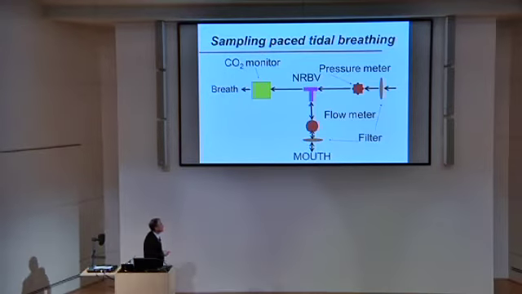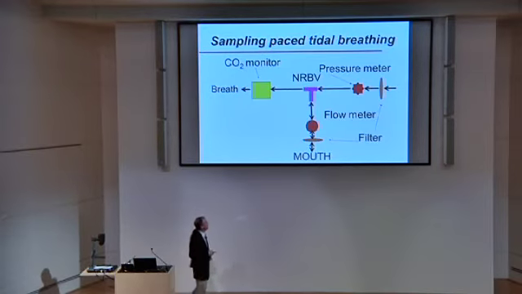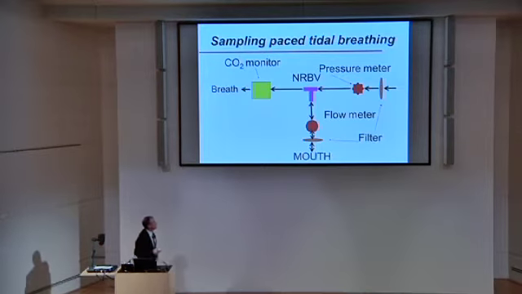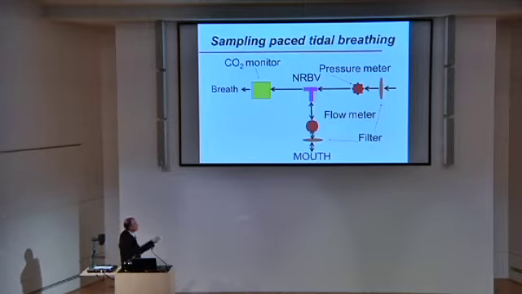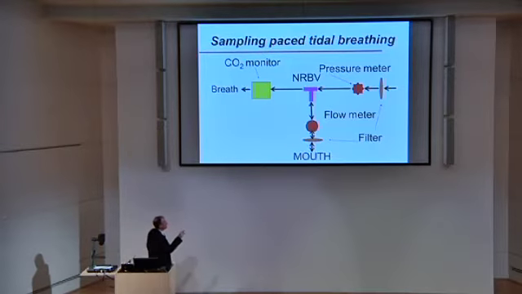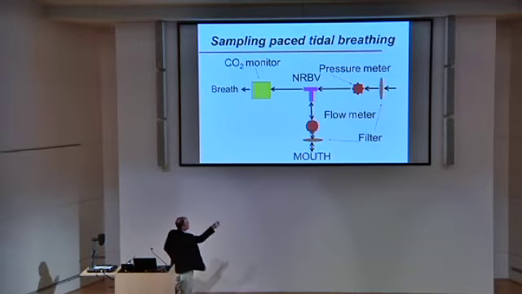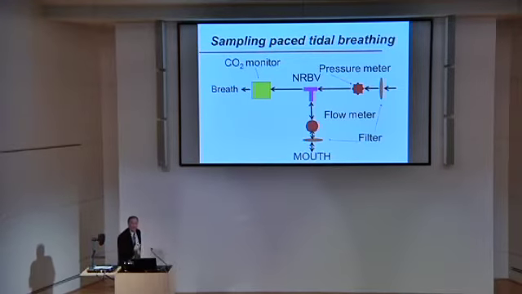A subject breathes through the mouth, through a non-rebreathing valve, through a flow meter and a filter. The inspiratory air comes in from the far right into the mouth. It's a two-way valve, and the subject breathes out on the far side. Just to show you how we do this, this is actually me collecting a breath sample.